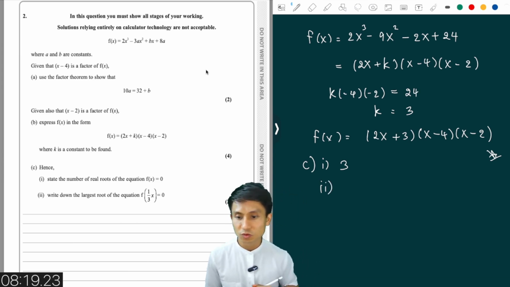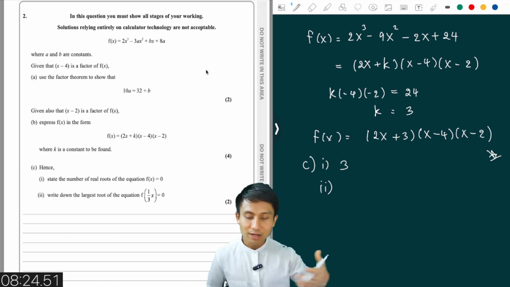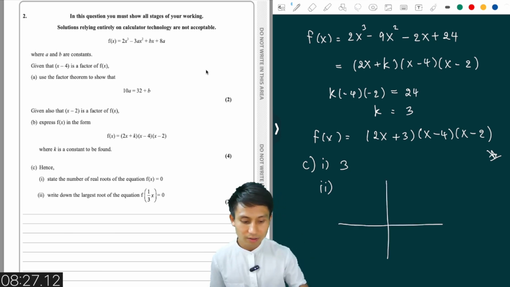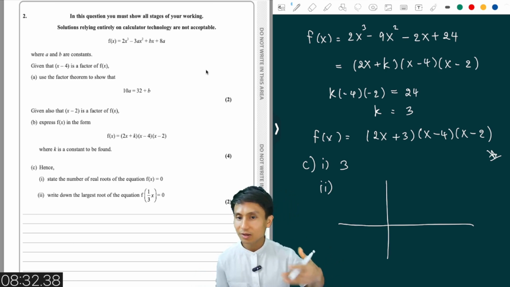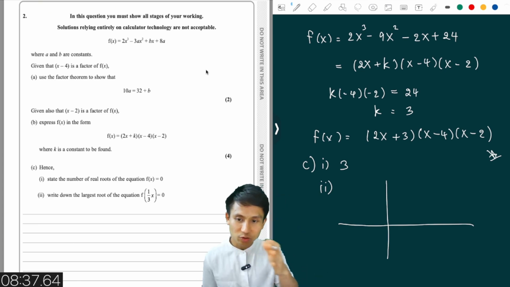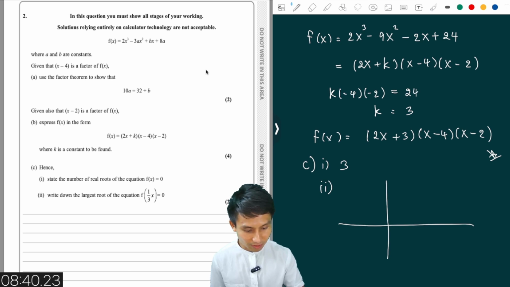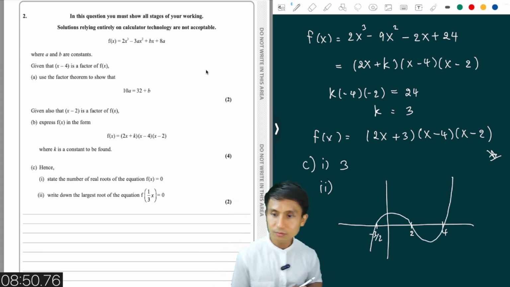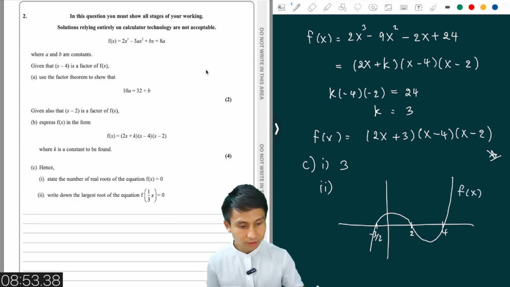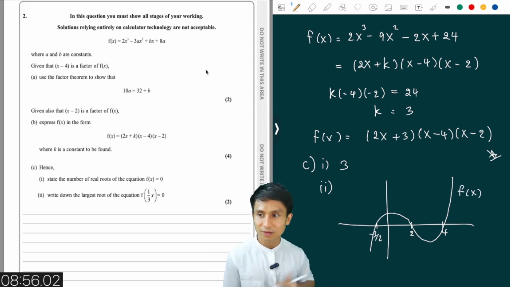Write down the largest root of the equation f(a third of x) equals 0. Well guys, if we think about the graph here, you should already know how to plot the cubic function here, right? So the cubic function, when you have 3 brackets, let's say 2 is here, 4 is here, and minus 3 over 2 is there. This is a positive cubic, so it's going to look something like this, right? Now, this is f(x), right? Now, what happens when you have a third of x?